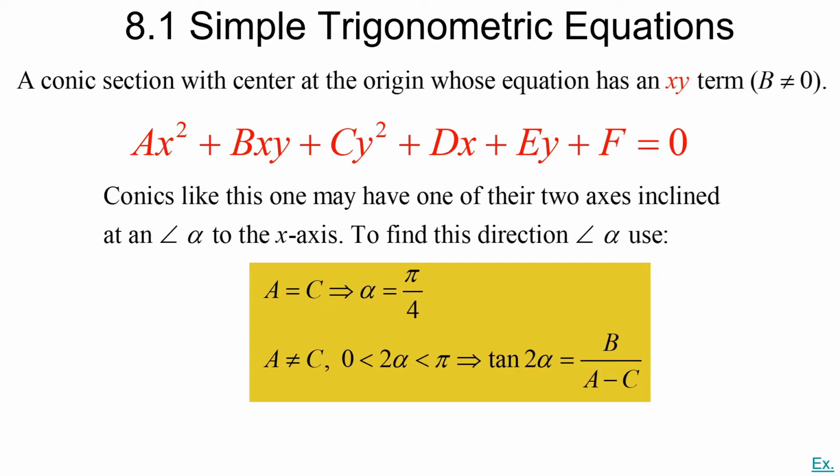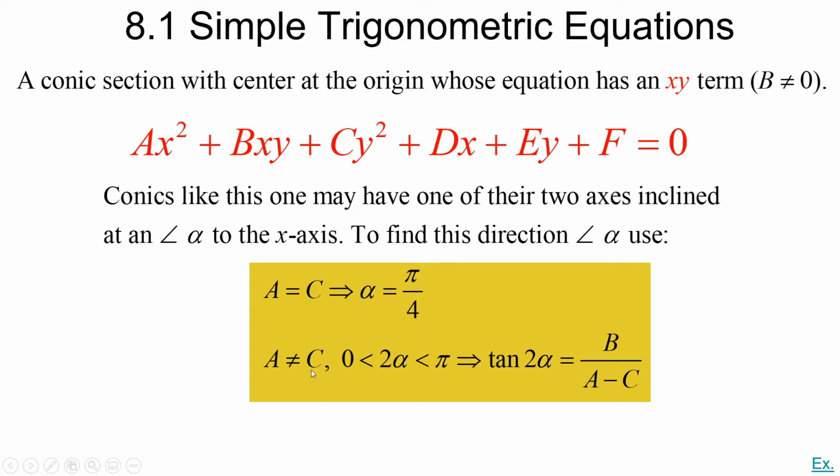Now, if there is an xy term, that means we're going to have an angle alpha that's going to take our horizontal axis and rotate it. All right, so we don't have a horizontal and vertical axis. Okay, so let's play with this a little bit. And the formula is right here. A equals C implies alpha equals pi over 4. All right, simple enough. You see that in circles too a lot.